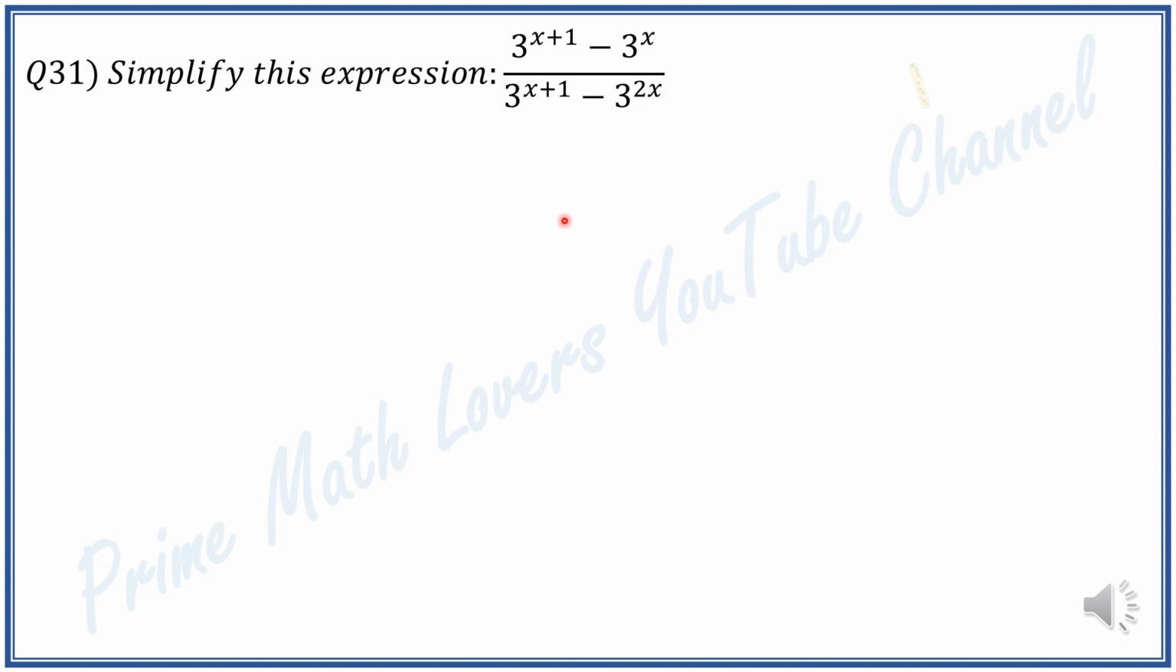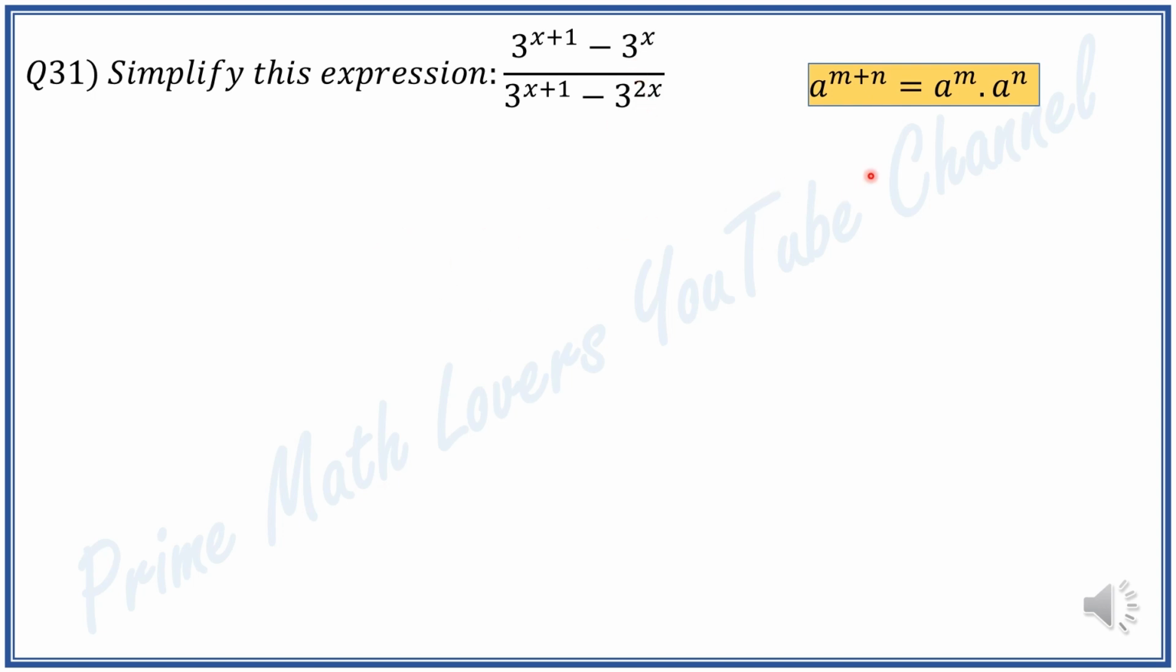First, we use this rule in the powers. It states that a to the power of m plus n is equal to a to the power of m times a to the power of n. So I can write 3 to the power of x plus 1 as 3 to the power of x times 3 to the power of 1. And I can write 3 to the power of 2x as 3 to the power of x plus x, or 3 to the power of x times 3 to the power of x.